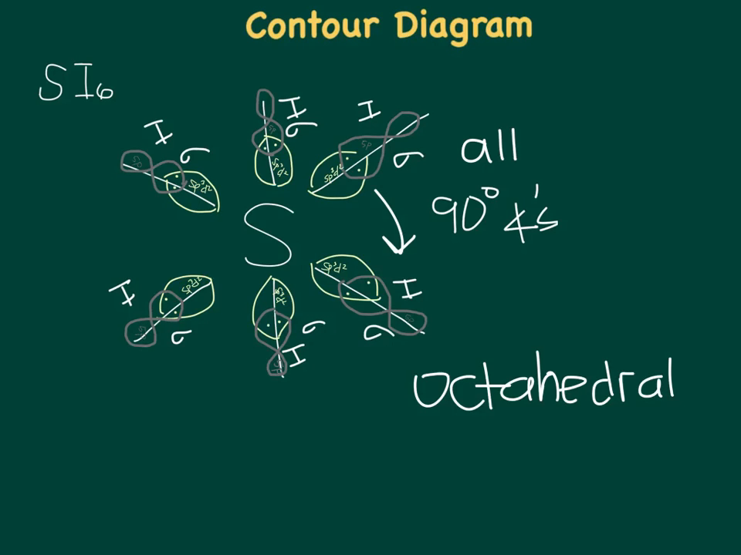This concludes our valence bond theory for our molecule sulfur hexaiodide.